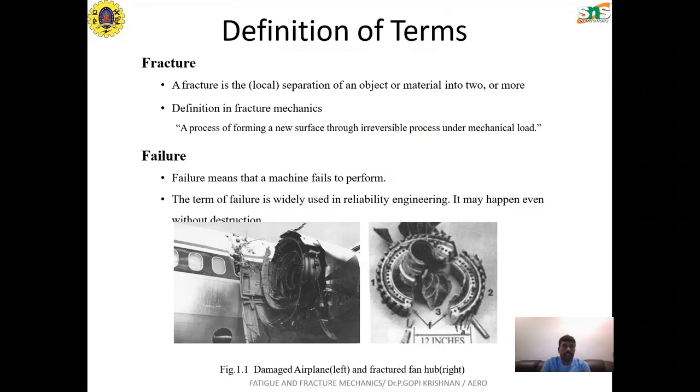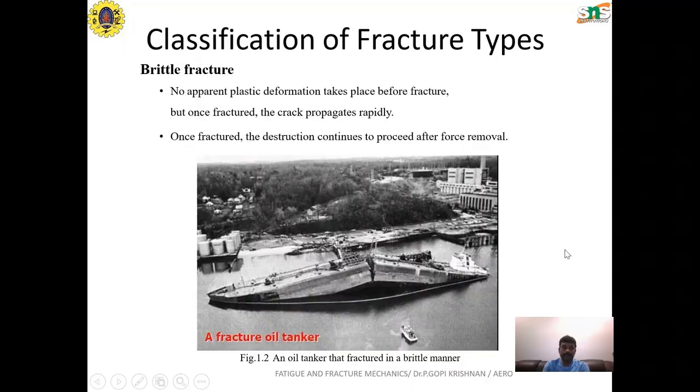If you see the definition for the term failure, it means that a machine fails to perform. It can be a machine, or it can be a system, or it can be a mechanism. If these entities fail to perform the intended task, it is called as the failure. So the term of failure is widely used in reliability engineering. It may happen even without the destruction. We can see the various kinds of failures in the given examples here.